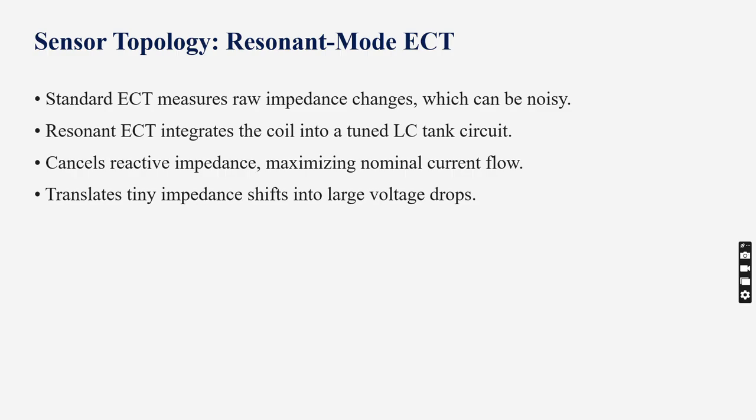This concentrates the circuit's energy, making the current highly sensitive to any shift in the coil's parameter. A minor crack induced shift in inductance detunes the tank, resulting in a dramatic change in current amplitude.